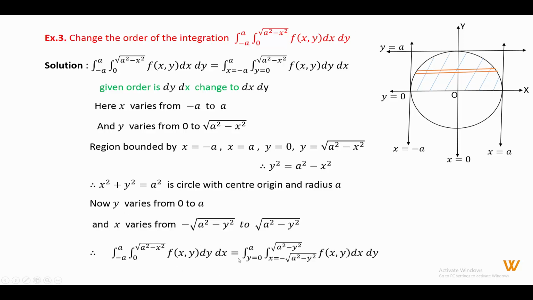Therefore the given integration is equal to integration y varies from 0 to a, x varies from minus of square root a square minus y square to square root a square minus y square, f of xy dx dy. This is the change of order of integration.